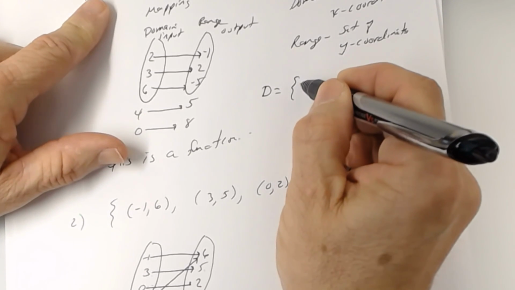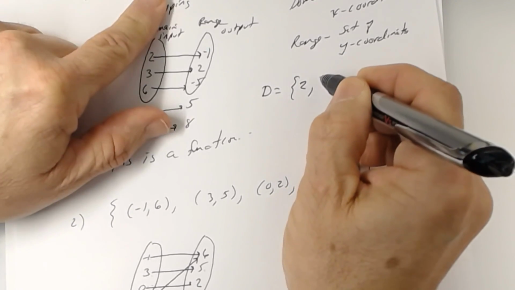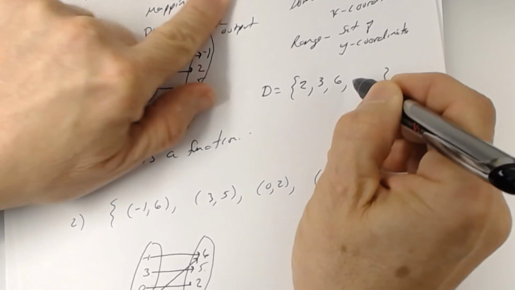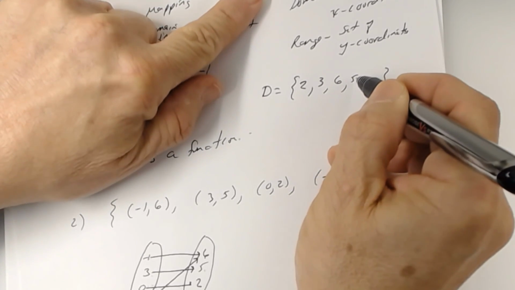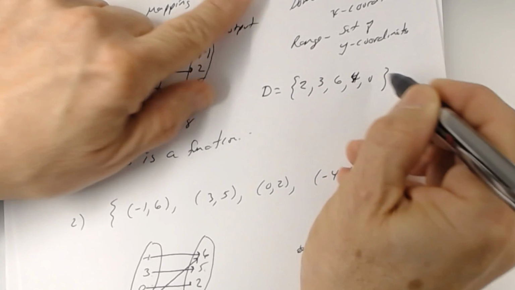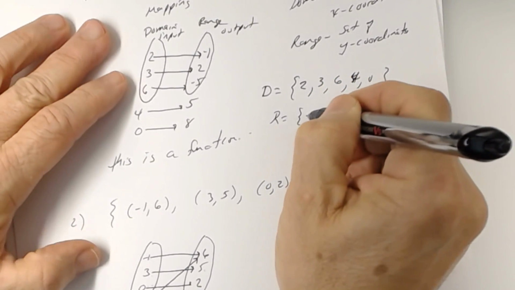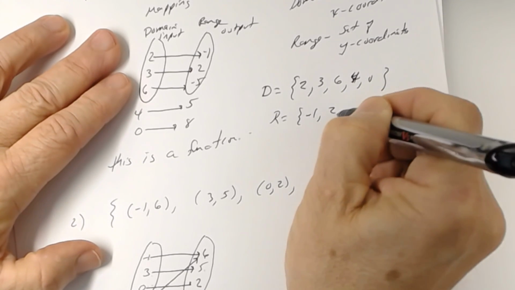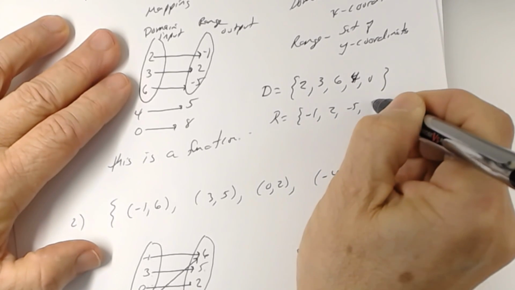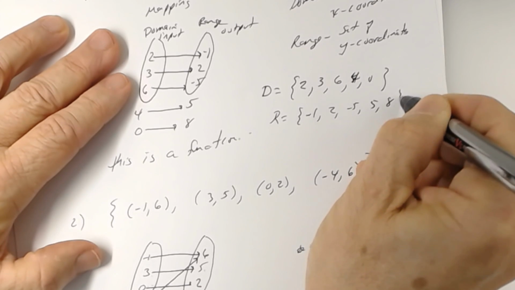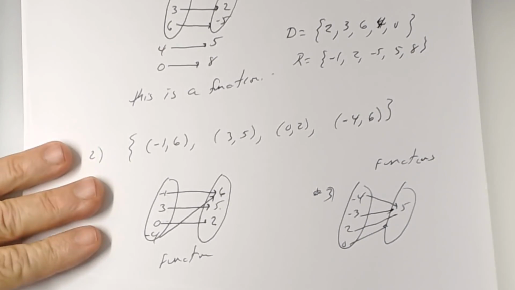So tell me the first x coordinate. 2, comma, the next one. 3. Next one. 6. Next one. 4, you write 4, and then 0, right? The range would be what set? y, -1, 2, -5, 5, and 8. So next one, number 2.